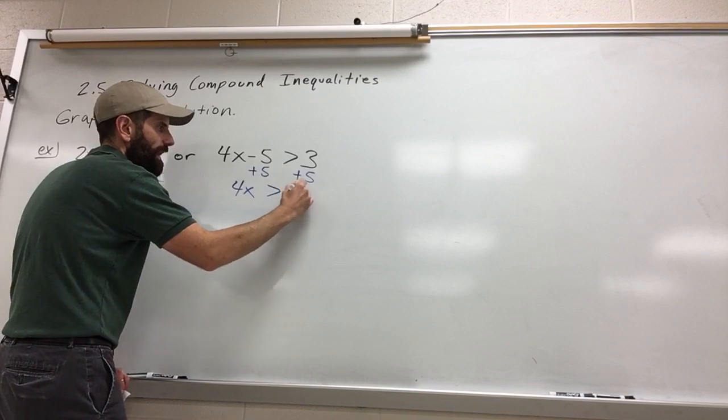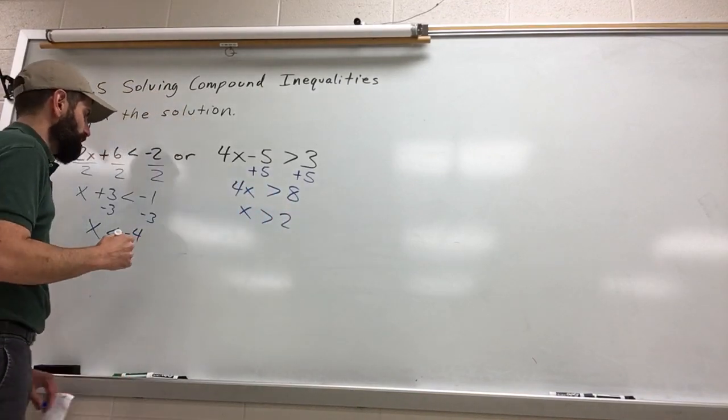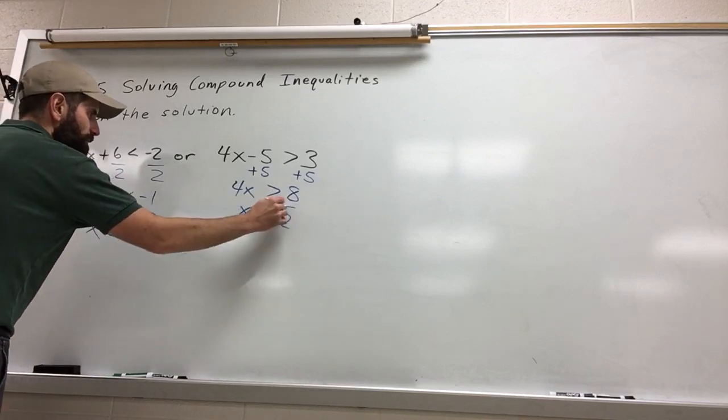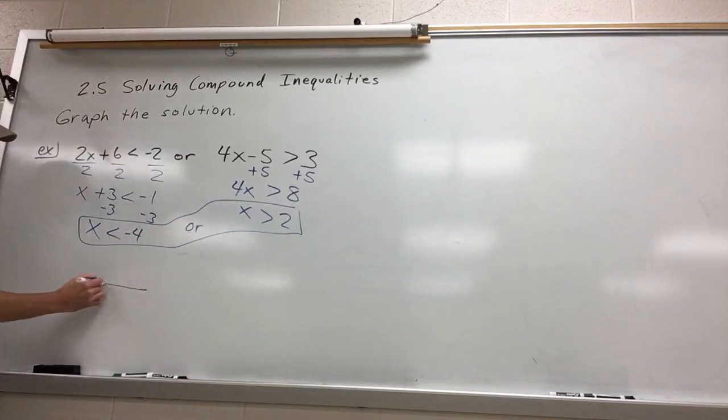4x is greater than 8. Divide by 4, x is greater than 2. We write OR in between them, and we are done. We go to graph.